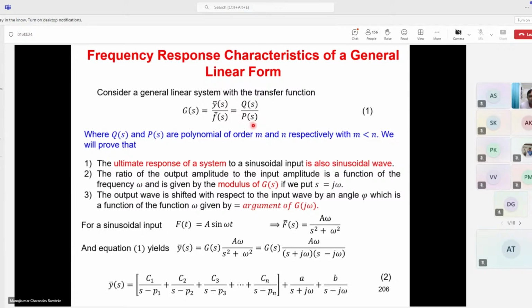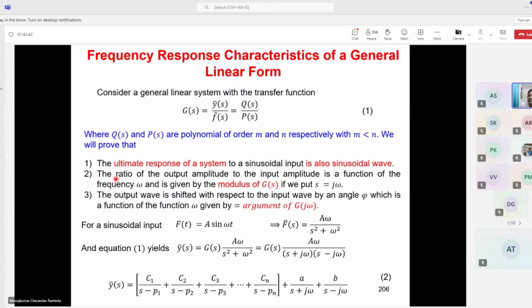Yes, sir. Now we wanted to prove a generalized result. What are the generalized results? These are the three generalized results. The ultimate response of the system to a sinusoidal input is also a sinusoidal wave. This is what we have to prove first.